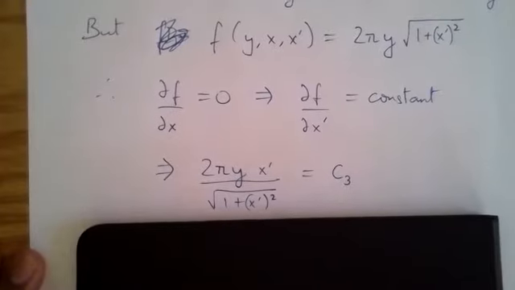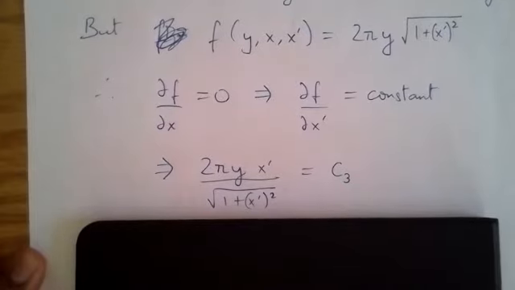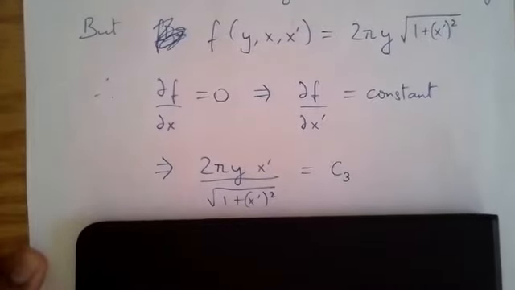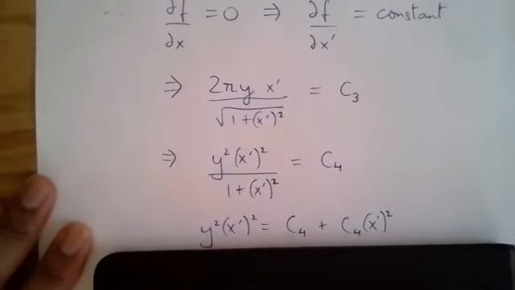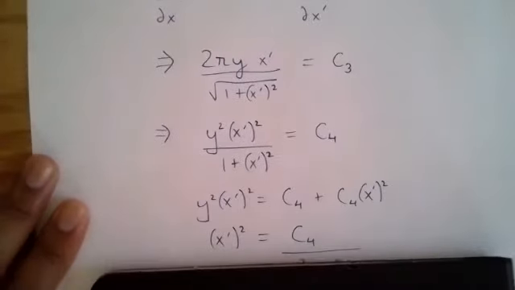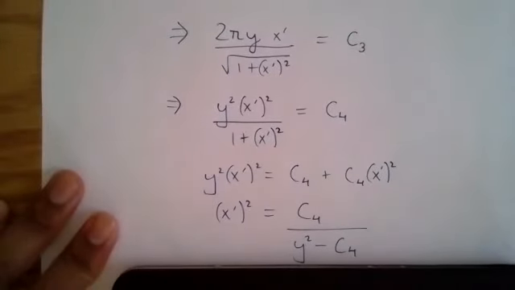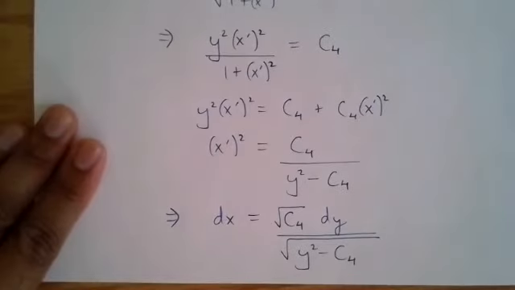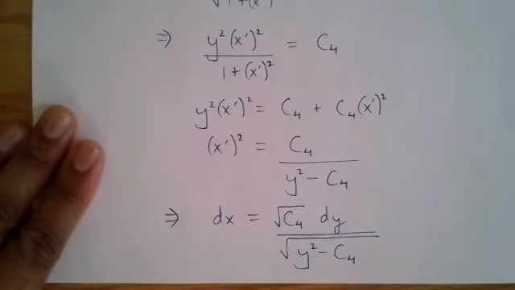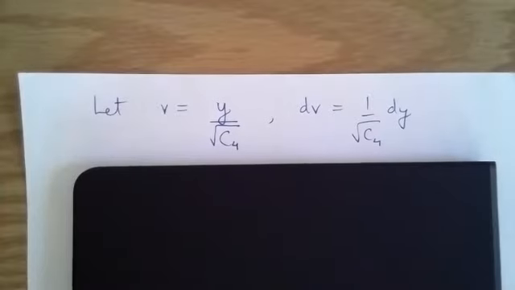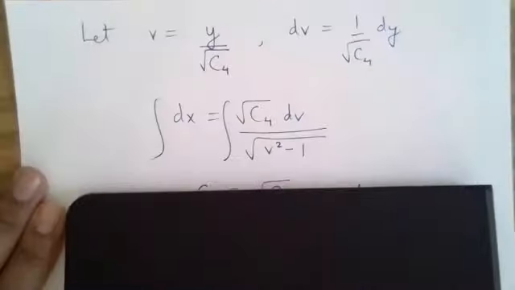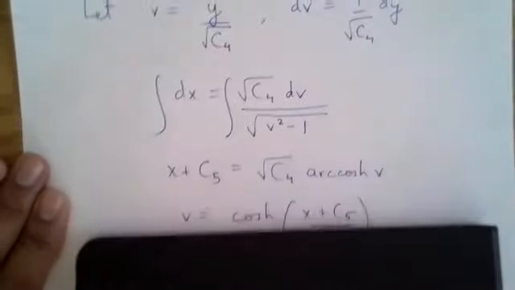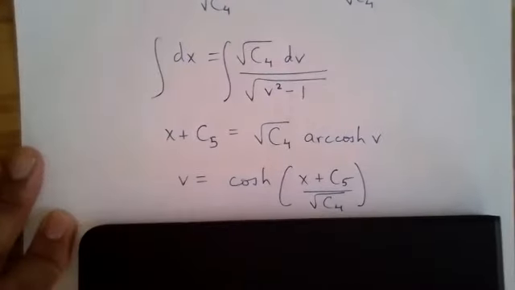Following through, we have 2 pi y x prime over square root of 1 plus x prime squared equals a constant, call it C3. Square both sides, absorb some stuff into a new constant, solve for x prime, and then finally rewrite x prime as dx dy and separate variables. Once again, to make our integral look a little bit prettier, we define a new variable v, and this brings it into a standard integral form. Again, pick up another integration constant.